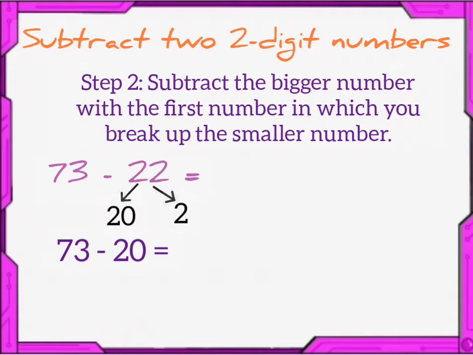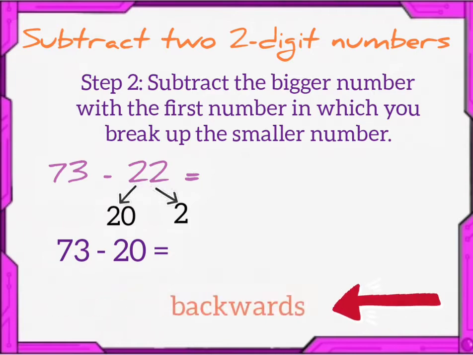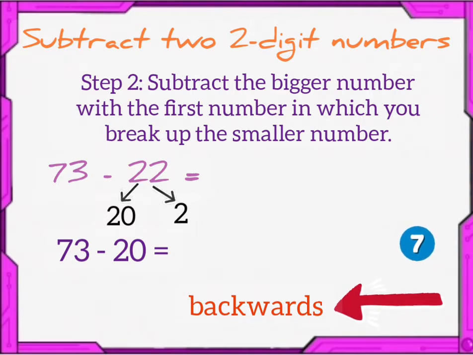So in the number 73, the digit that is in the tens place is 7. And in the number 20, the 2 is in the tens place. So I will do this: 7 minus 2, because we are just concentrating on the digit in the tens place. So what is 7 minus 2? We can do this by counting backwards. So if we have 7, we are going to move 2 backwards. So it will be 6, 5. So I will write 5.